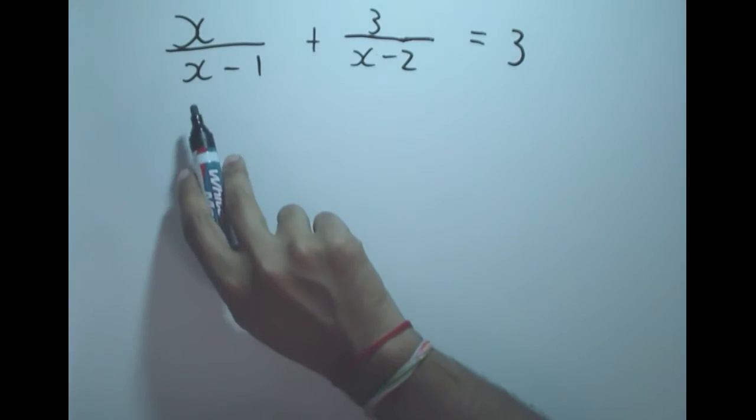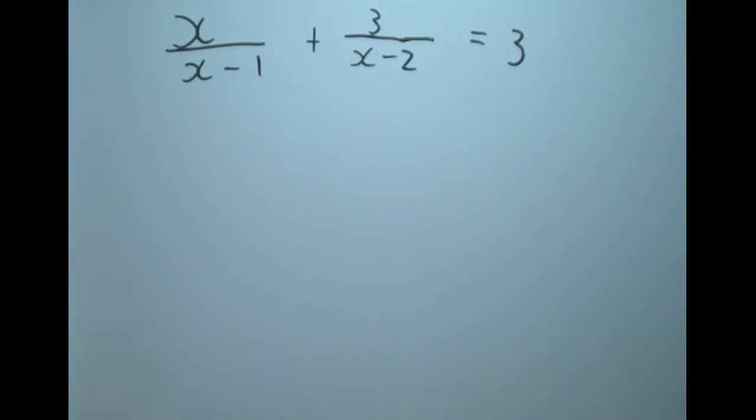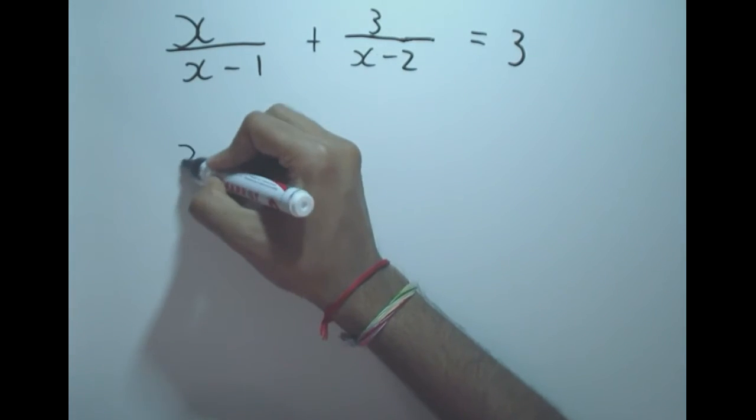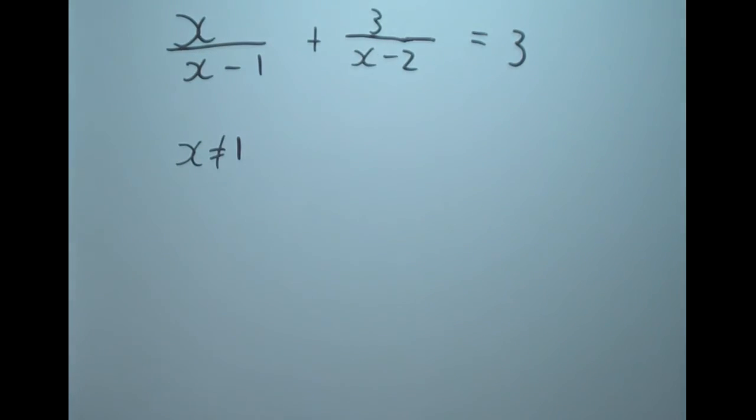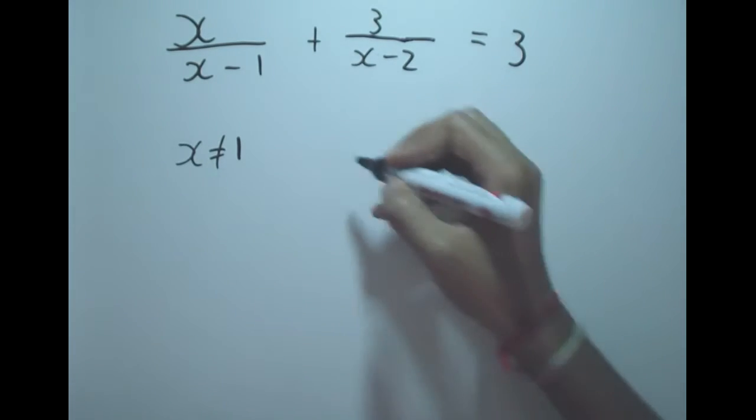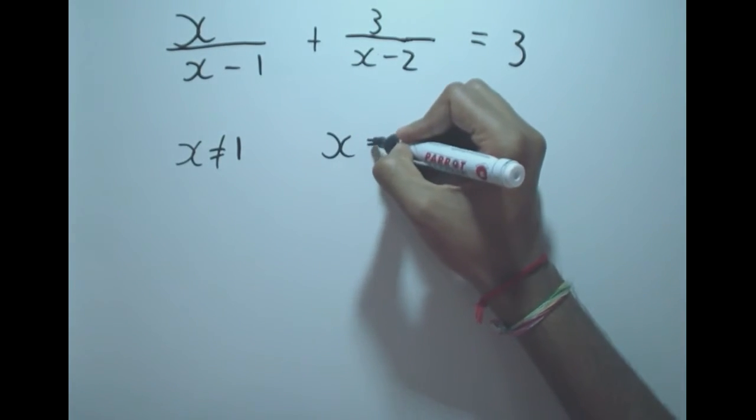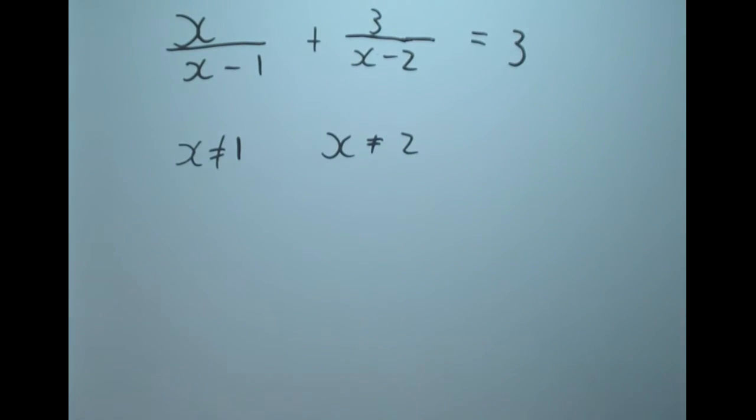So what value of x makes x minus 1 0? 1 makes x minus 1 0. So x cannot be equal to 1, otherwise we will be dividing by 0. And similarly here, x cannot be equal to 2, otherwise we would be dividing by 0. So we need to keep those in mind going forward.